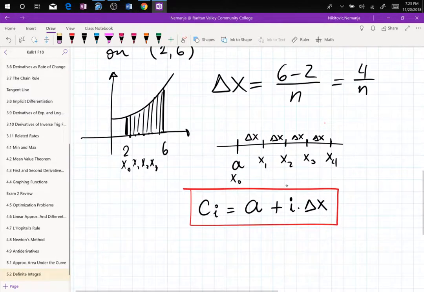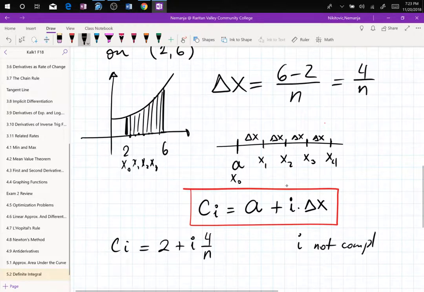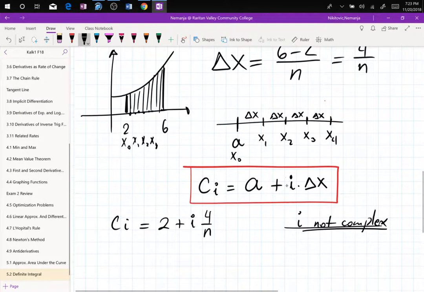So now I can calculate that ci because I know that my a is 2. So ci is 2 plus i times 4 over n. Now, guys, i is a counter. It's not the complex root of negative 1. i is a counter that we use. Could have used k, could have used l, could have used any other letter. So this i is a counter, not complex. All right, it's a counter.